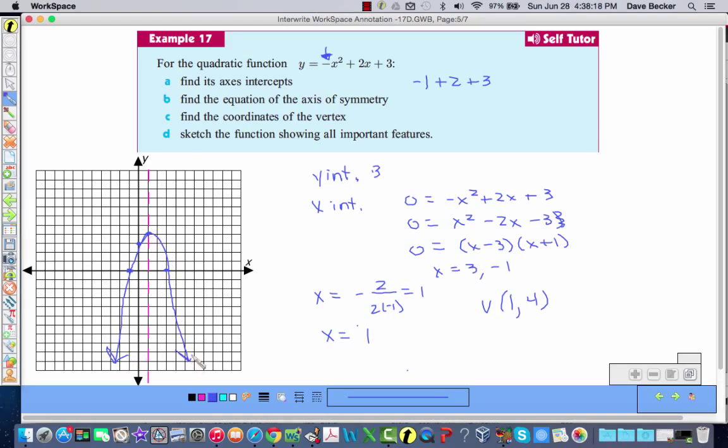The other thing we could have done is once we found the x-intercepts, we know the axis of symmetry is halfway between, so we didn't even have to do -b over 2a. All right, easy peasy.